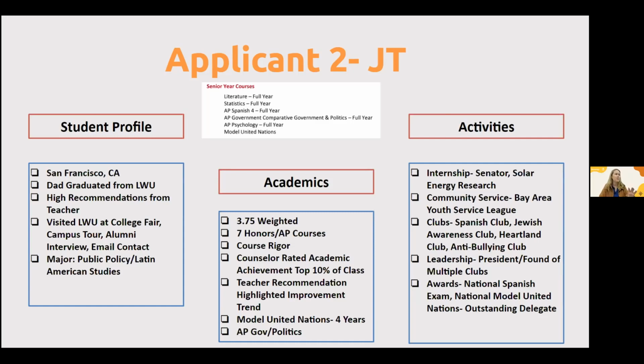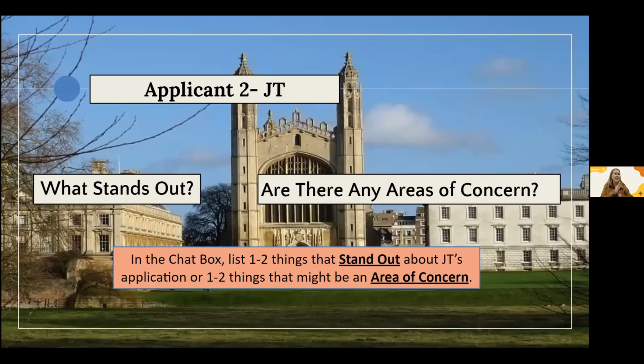So I'll give you a little bit more time just to peruse through his application and think about it in comparison to the university profile and maybe what you've seen on the other applicant. All right, so same as the next slide. So this is JT again. So what are some things that stand out?